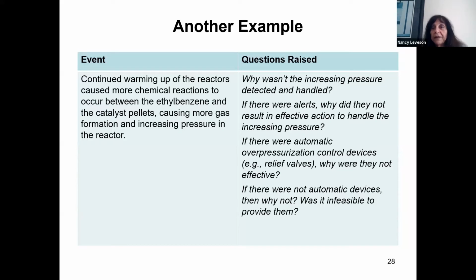If there were automatic control over pressurization devices like relief valves, a standard design technique about overpressurization, why weren't they effective? If there weren't automatic devices, then why not? Maybe it was infeasible to provide them. I'm not saying that this is the cause, that there should have been, but these are the kinds of questions that should be generated from the events and that we need to look at, not just stop with, this is what happened.